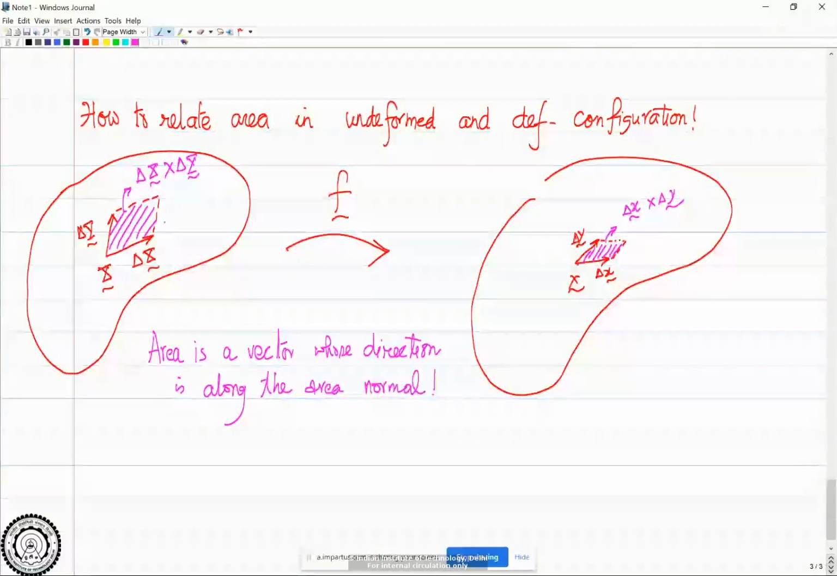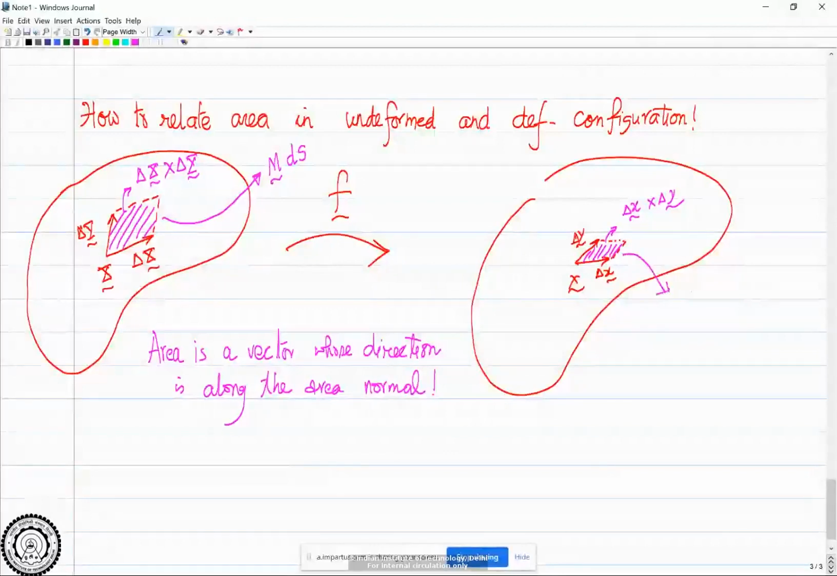If I say this area, so it's a vector, no? So I will say it is the vector M into D capital S, where M is the normal and D capital S is the magnitude. And here it is small m for the normal and D small s for the area. And I want to relate these. How is small m D small s related to big M D capital S? And big M D capital S, by the way, is same as delta capital X cross product delta capital Y.